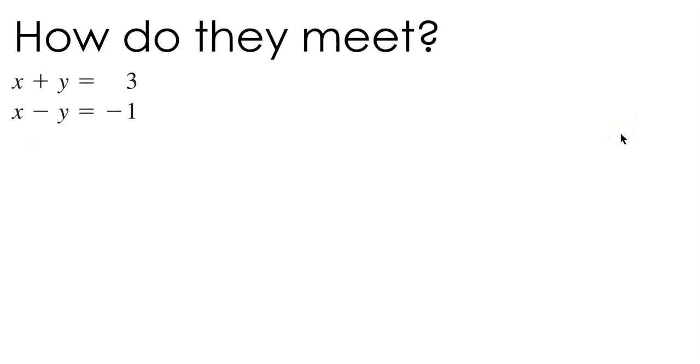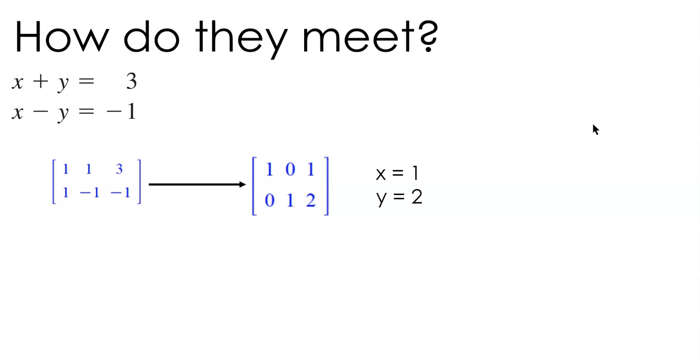This one we have here, x plus y equals 3, x minus y equals -1. The augmented matrix looks like that. And when I put it in reduced row echelon form, I get this: 1, 0, 1, 0, 1, 2. Reading from that, I can see that x equals 1 and y equals 2. So these two lines meet at a point.